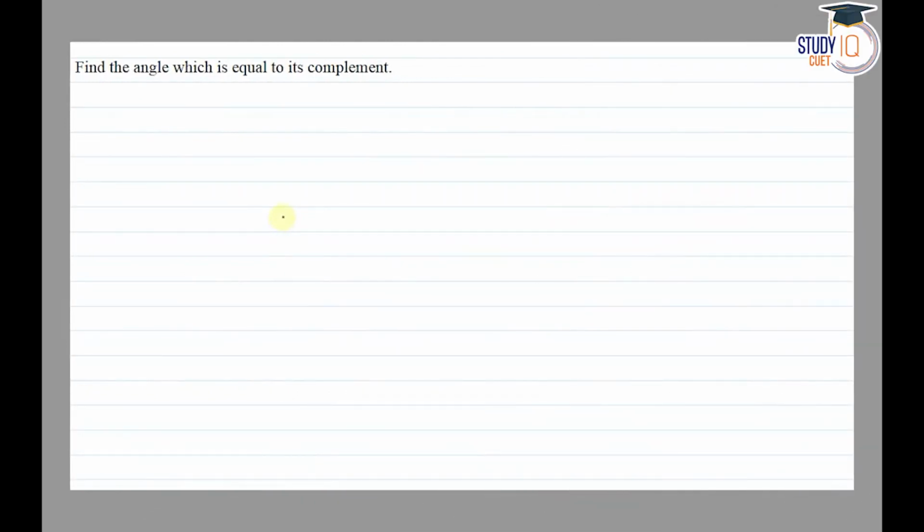Hello everyone, this question appears in the class 7th NCERT chapter of lines and angles. This is the fourth question of exercise 5.1. The question says: find the angle which is equal to its complement.